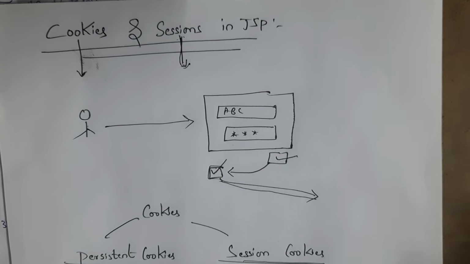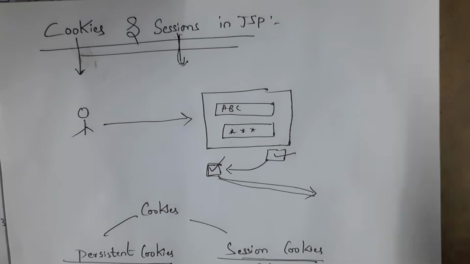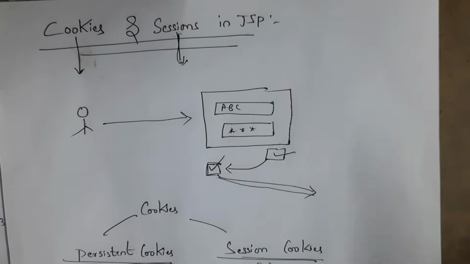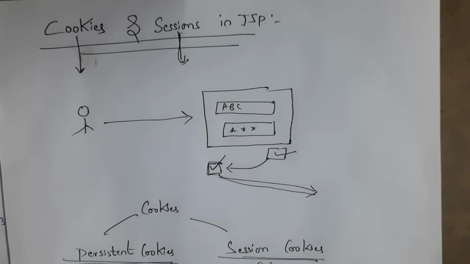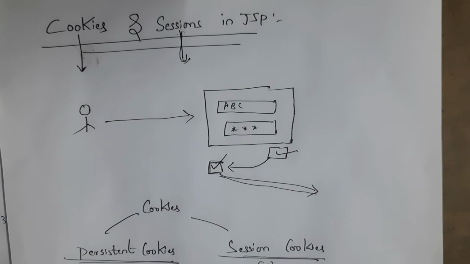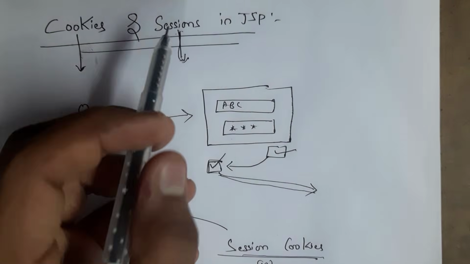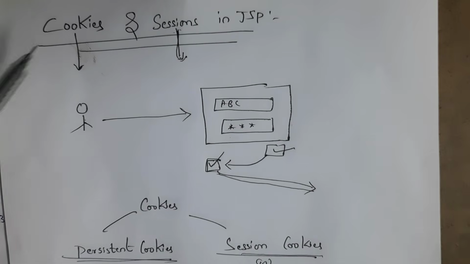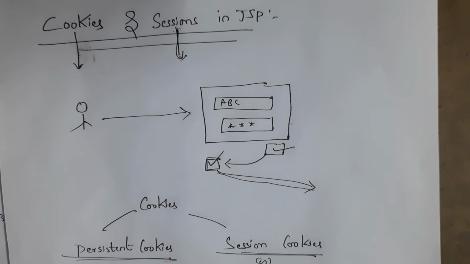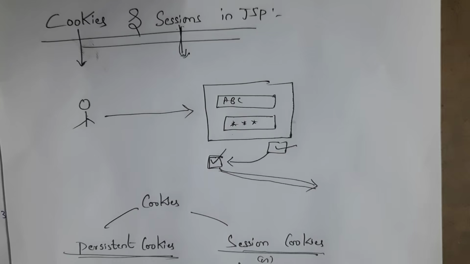Next, sessions in JSP. For example, I open one website, I access that website and then I close that website. This entire process is known as a session. The meaning of session is a particular interval of time. Both cookies and sessions are interrelated, but the only difference is that in cookies, text files are stored in the user's system, whereas in a session, text files are stored on the server. This is the only difference between cookies and sessions.